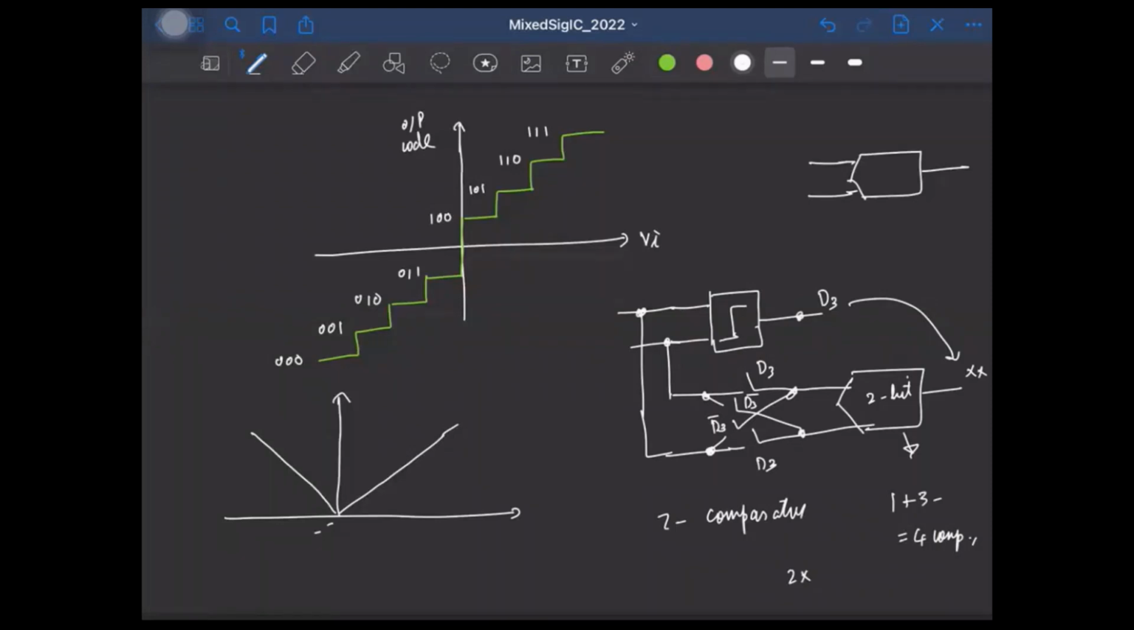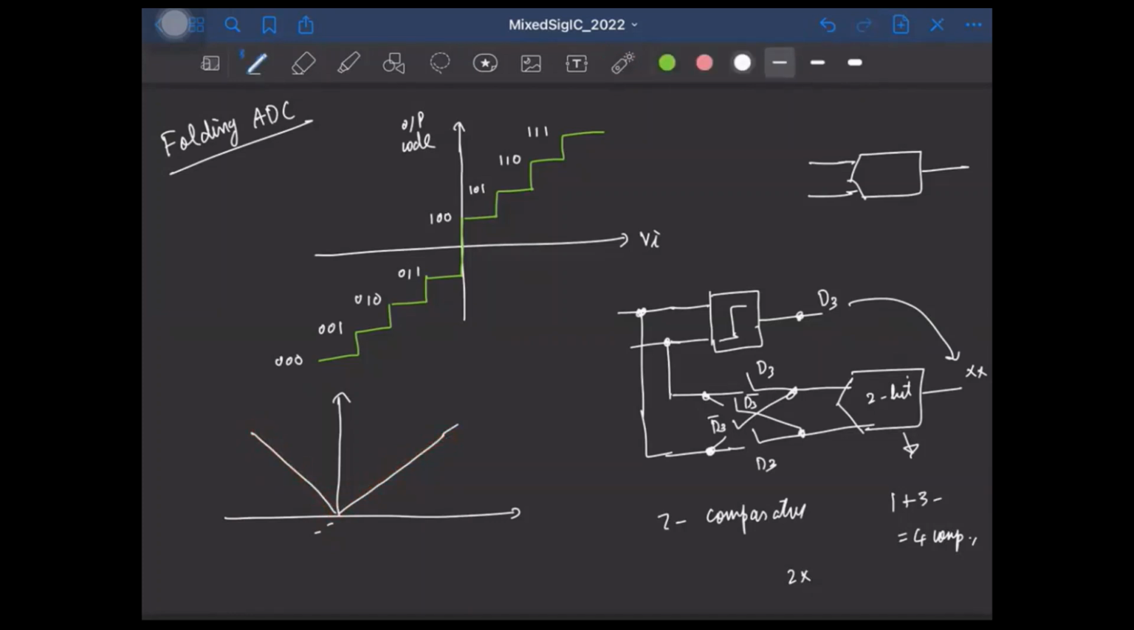And this technique is called a folding ADC or folding technique, because what we are essentially doing is this: when the input was going like this, we make sure that when the input is negative, we are folding this portion, so that the overall characteristic looks like this.